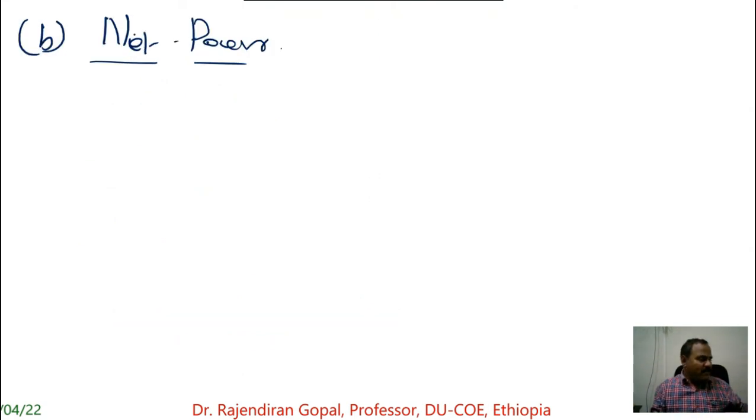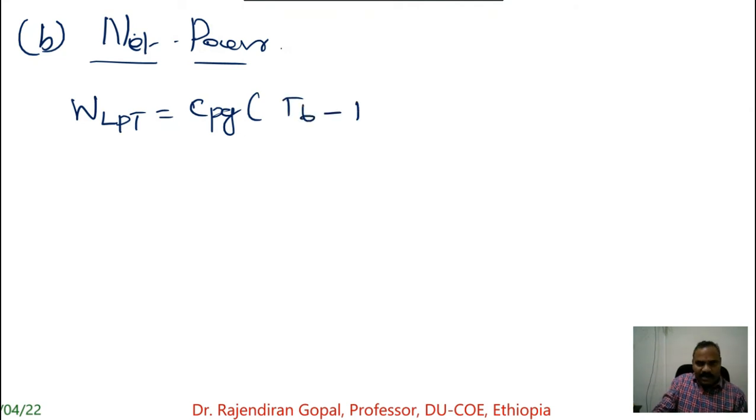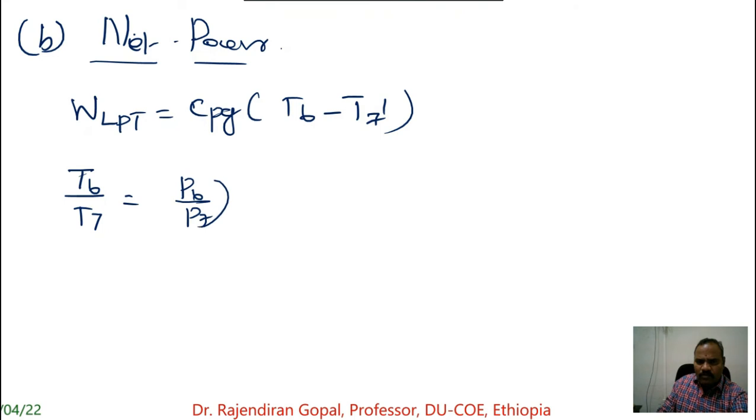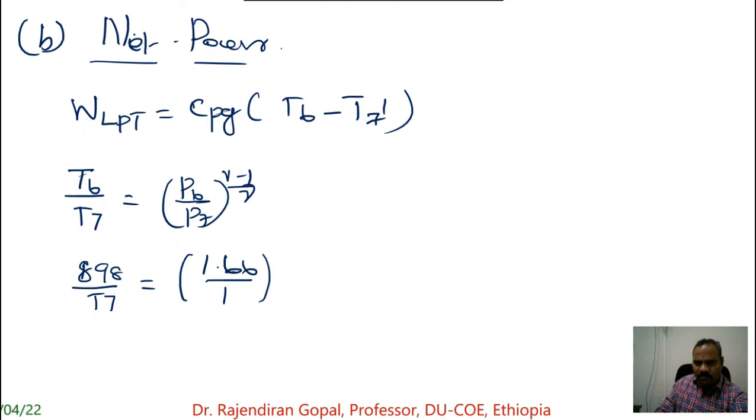The second question is net power. So the work of the low pressure turbine is the net power output, that is equal to Cp of gas into T6 minus T7 dash. We know T6, we don't know T7 dash. But from the isentropic relation of the low pressure turbine, we know that T6 over T7 is equal to P6 over P7 whole to the power gamma minus 1 by gamma. Then 898 over T7 is equal to 1.66 over 1 to the power 1.333 minus 1 divided by 1.333. Then T7 is equal to 791.8 Kelvin.